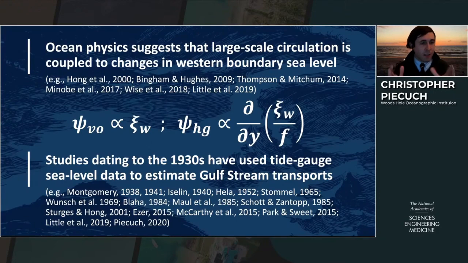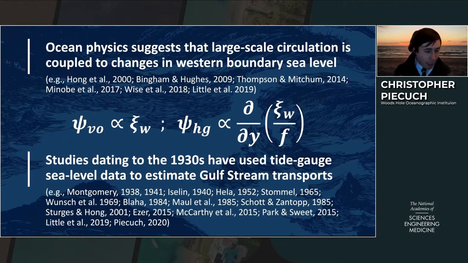I'm showing some cartoony equations here that try to illustrate this. So this ψ_VO is the transport of the vertical overturning circulation. You can demonstrate based on simple conservation principles that this should be directly related to ζ_W, which is sea level on the western boundary. This other cartoon equation, ψ_HG, is the transport of the horizontal gyre. Again, through basic physics, you can show that this should be related to the latitudinal structure, d/dy, where y is latitude, of sea level along the coast, divided by f, where f is the Coriolis parameter, a function of latitude.